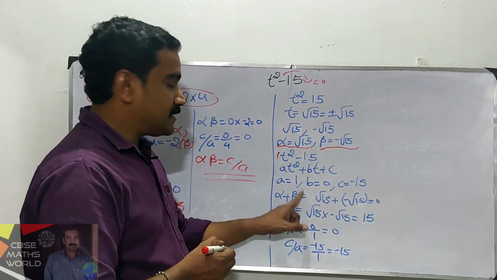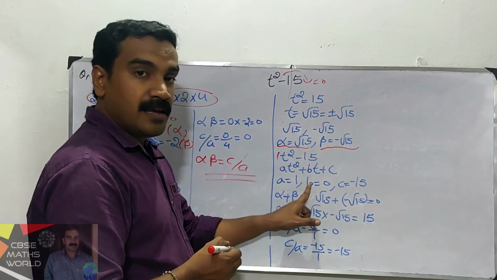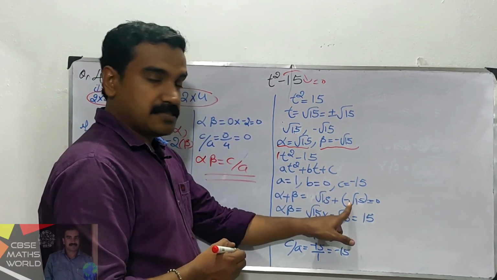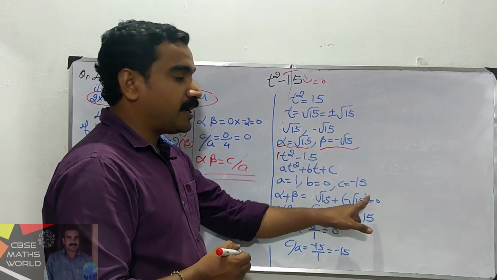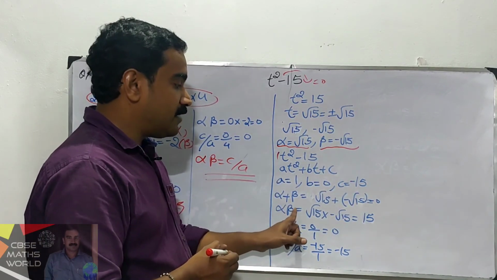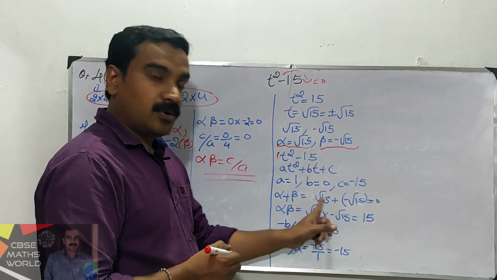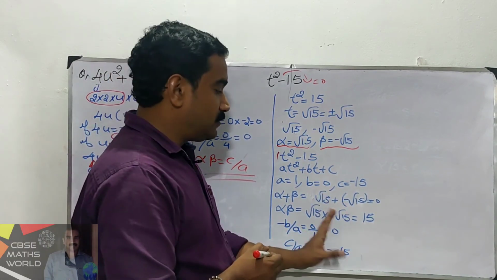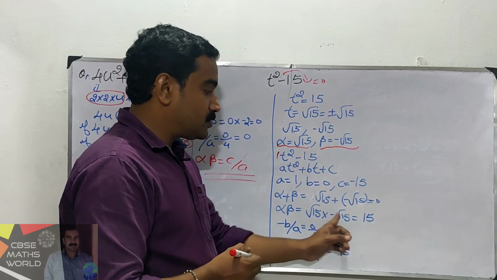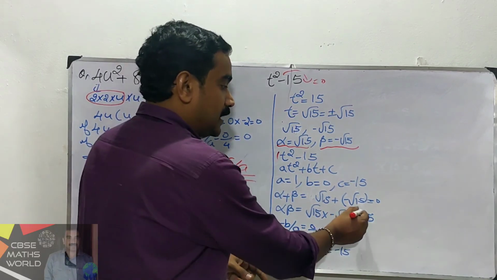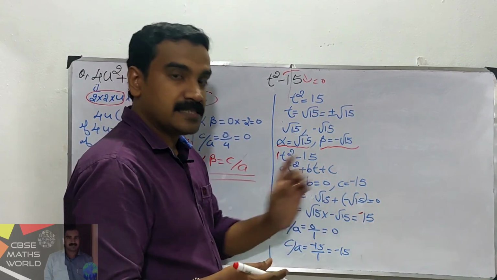Then we want to find what is alpha plus beta. Alpha is root 15, beta is minus root 15. Root 15 plus minus root 15 is 0. And what is alpha into beta? Root 15 into minus root 15, that is root 15 into root 15, positive, and positive into negative is negative. So alpha into beta is negative 15.